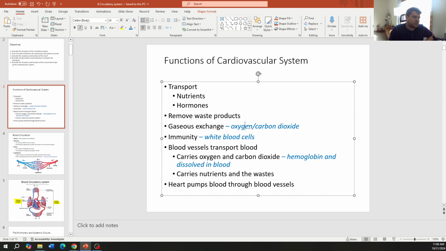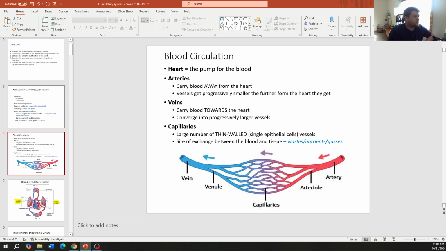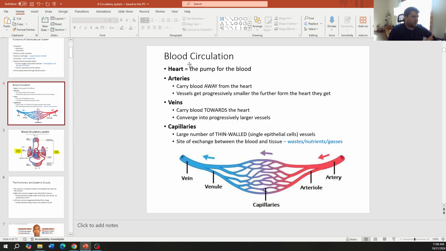Gaseous exchange, the oxygen and carbon dioxide, we already looked at. Immunity, we looked at in depth. Of course, the blood vessels are where everything goes through, and the heart is what pumps the blood through all the vessels. This is what we're going to talk about. We're going to talk about the heart, then arteries and veins, then capillaries, just briefly.